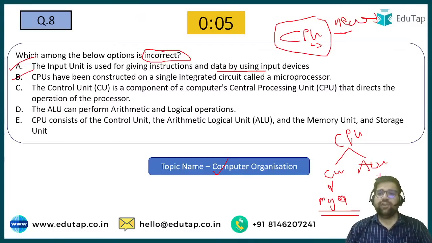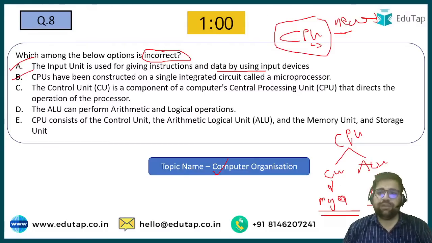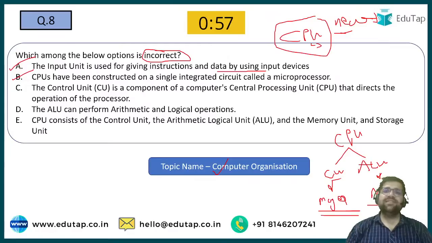And what is ALU? ALU is a kind of mathematical manager. CU stands for control unit. It is that particular component which will manage different functions of the computer. That's why it is the manager. What is a manager? A manager is the one who will get the work done by others. In the same manner, CU will get the work done by others.